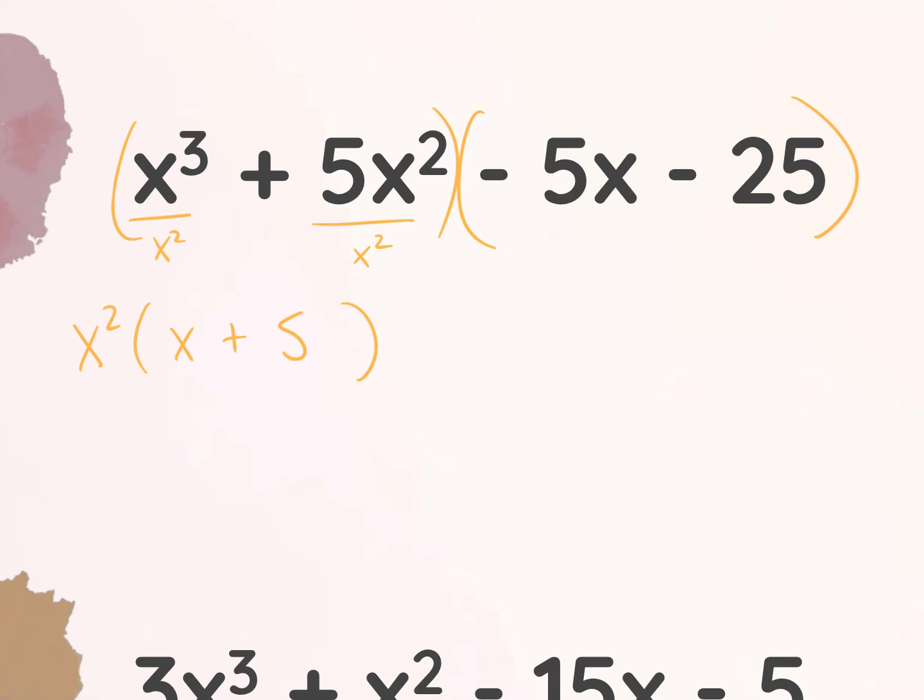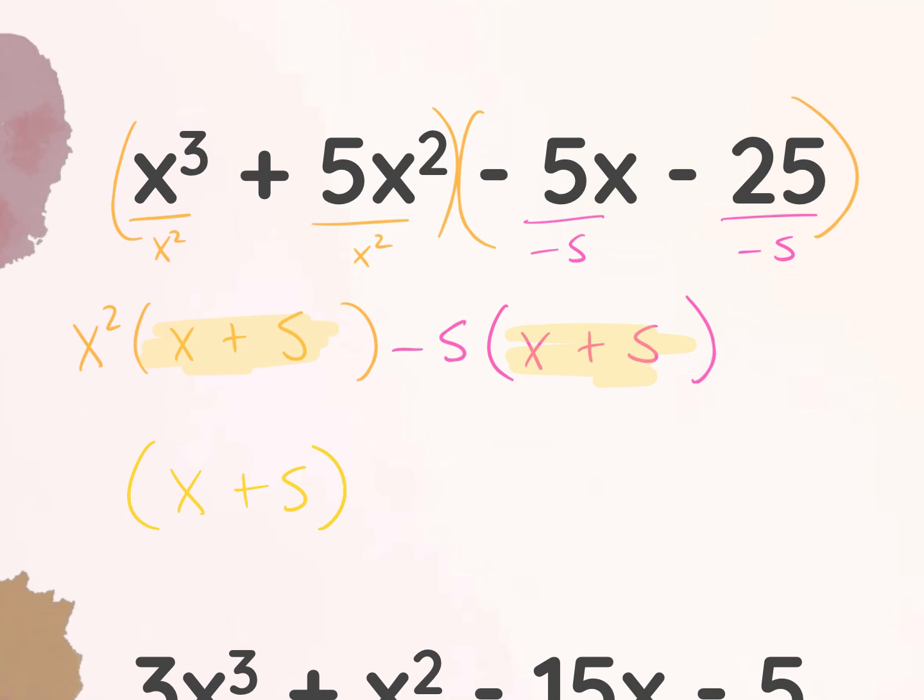Now in my second group, what's my greatest common factor? -5. So -5 comes to the outside. What am I left with when I divide out a -5? X plus 5. Are my parentheses exactly the same? Yep. So they're going to form together to be just 1, x plus 5. And then what's my other parentheses going to be? X squared minus 5.